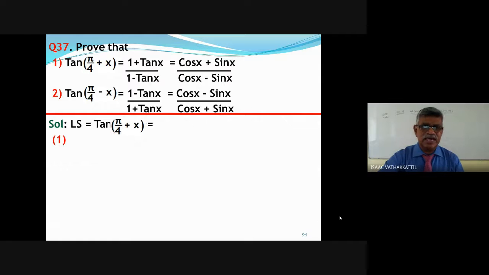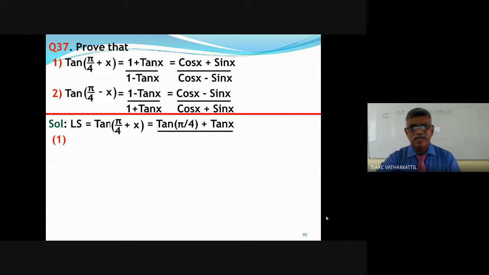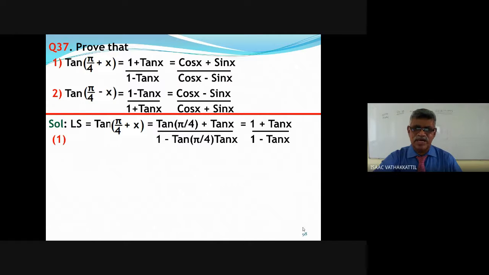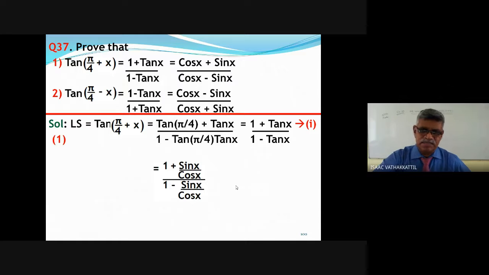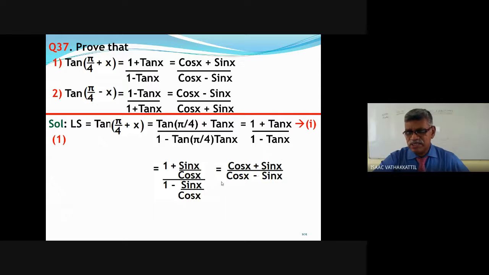Tan pi by 4 plus x. We know tan alpha plus beta, so tan pi by 4 plus tan x upon 1 minus tan pi by 4 tan x. And what is tan pi by 4? 1. So 1 plus tan x by 1 minus tan x. Further, you replace tan x as sin x by cos x. This becomes 1 plus sin x by cos x upon 1 minus sin x by cos x. Take an LCM, you get cos x plus sin x by cos x minus sin x. Okay. Now combining this, we have the answer.